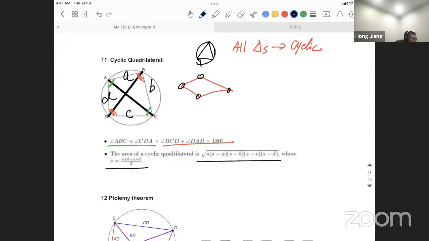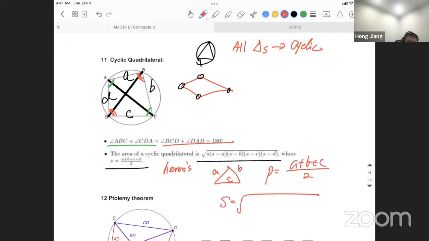Okay? So you don't really have to do something too complicated. You will be able to figure out the area very quickly. This is more like our Heron's formula, right? In Heron's formula, when I have a triangle ABC, I define P equals to A plus B plus C over 2, and the area is the square root of P times (P minus A) times (P minus B) times (P minus C), right? You guys know this?